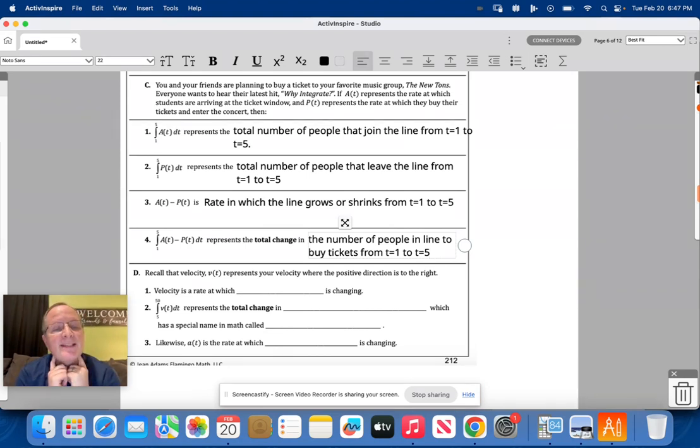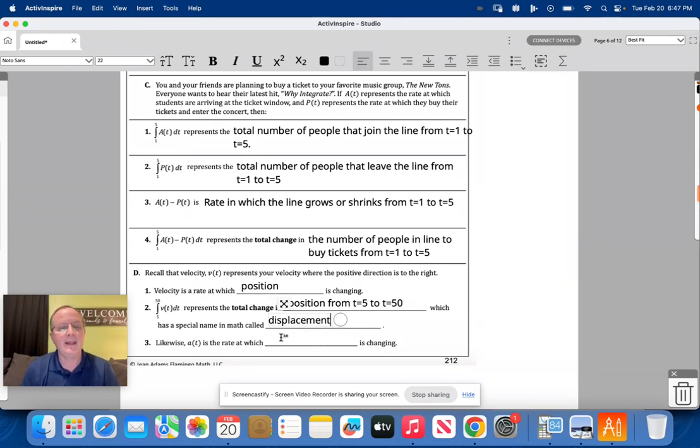Recall that velocity represents your velocity going in the positive direction, to the right. Velocity is the rate at which position is changing. So the integral from 5 to 50 would be the total change in position from t equals 5 to t equals 50, which has a special name in math called displacement. This is where you ended up, your change in position.